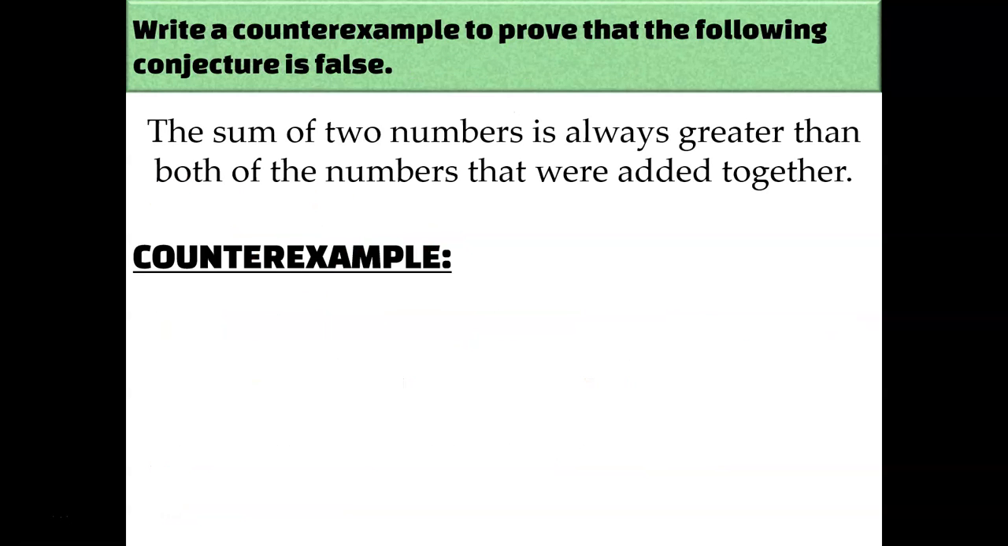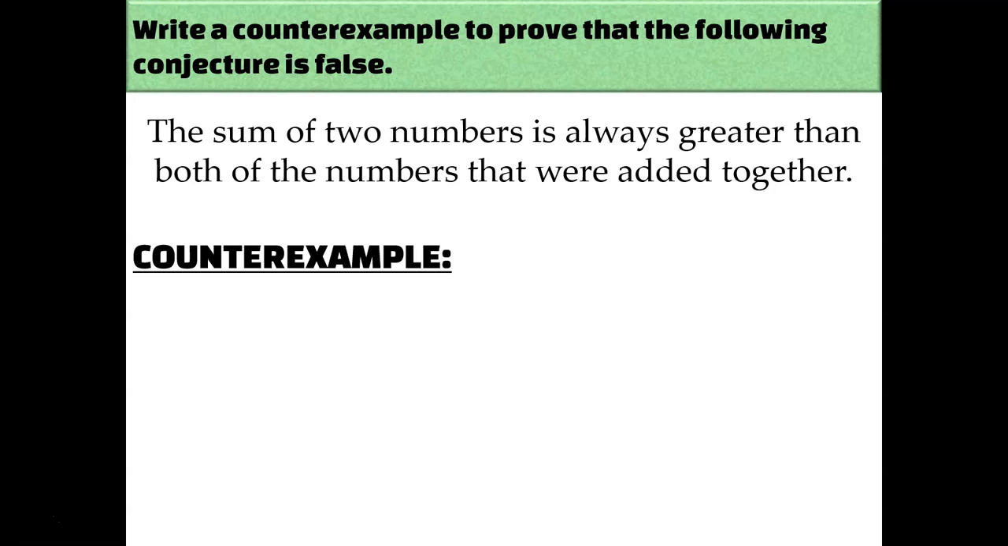Well, let's get some more practice of proving things wrong. Here's a statement, and we need to come up with a counterexample for it. It says the sum of 2 numbers is always greater than both of the numbers that were added together. So some examples of that would be 1 plus 3 is 4, right? 4 is bigger than 1 and 4 is bigger than 3. So that's an example of this conjecture that we've been provided. Or if I do 100 plus 100, that's 200, and 200 is bigger than 100, so that's another example. Can you come up with a counterexample, though?